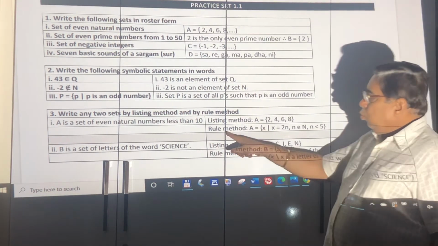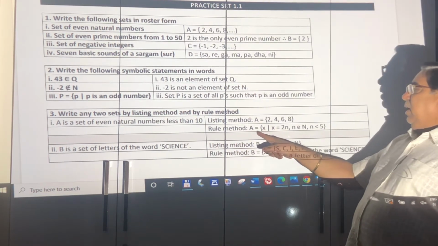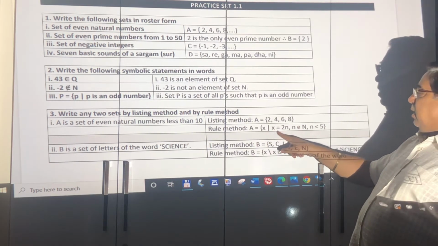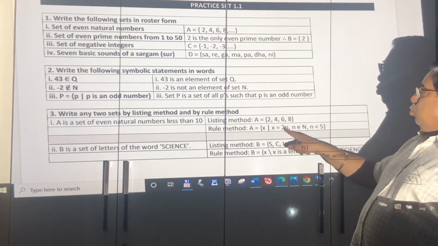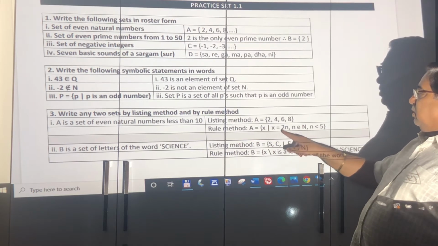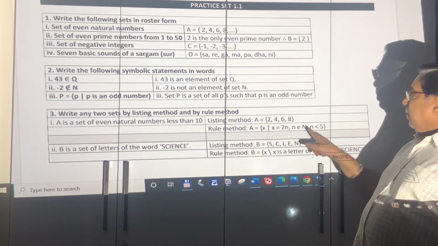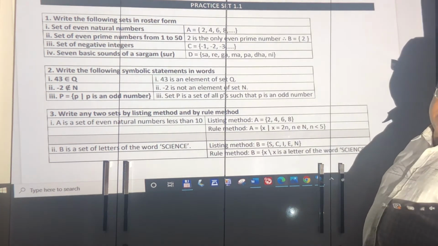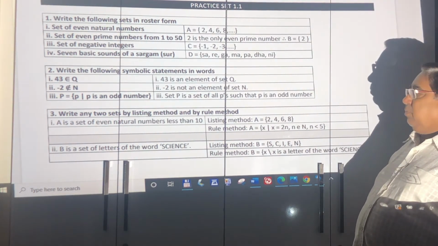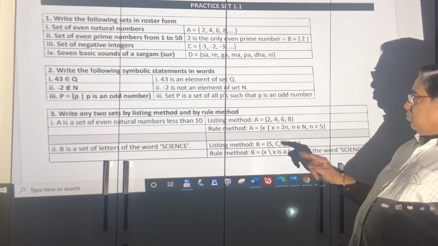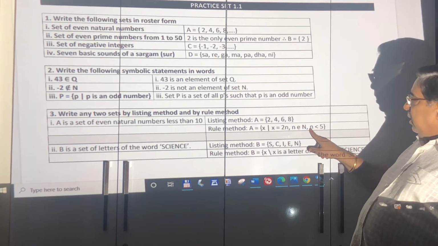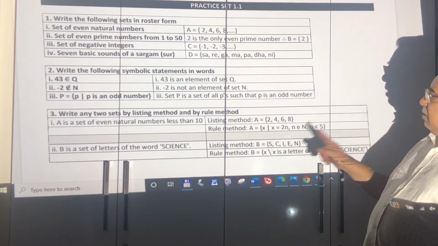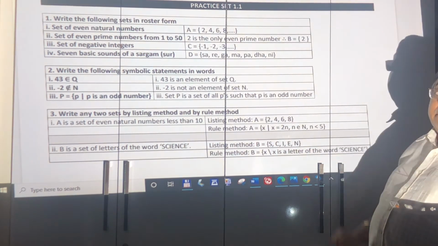And in the rule method, I will use the set builder method. A is x such that x is 2n. 2 ones are 2, 2 twos are 4, 2 threes are 6, 2 fours are 8. But n should be less than 5 and n should belong to natural numbers. You cannot use integers or something else because I need natural numbers. So n belongs to natural numbers and n is always less than 5. And when you multiply by 2, it will become even. Be careful.